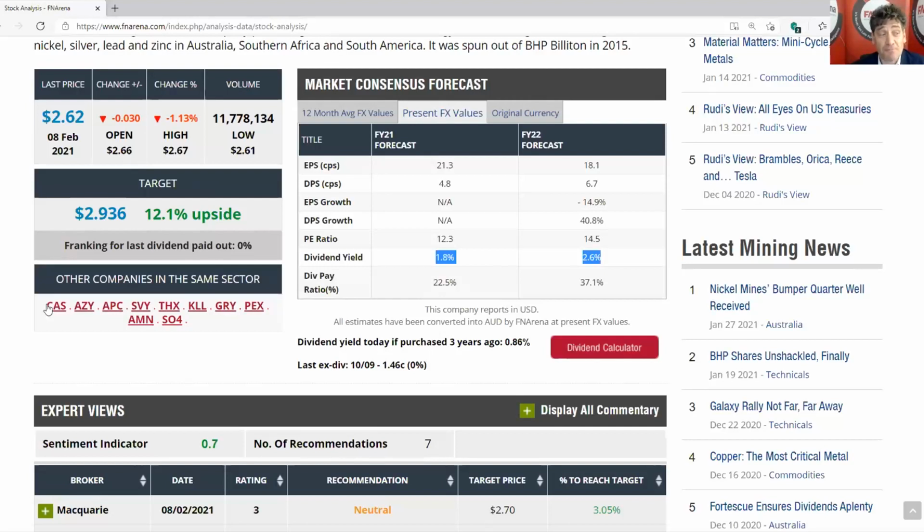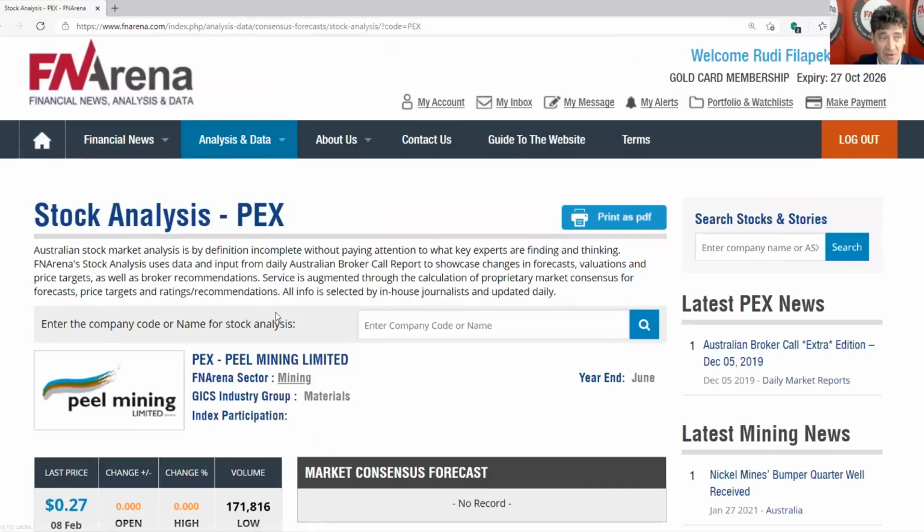Another addition, which we thought is interesting and probably currently underappreciated by many in the database, is that we have an algorithm that we developed ourselves, and we will mention peer companies for a certain company, in this case, South32, which is a bit of a difficult company to compare to others. But nevertheless, our algorithm has found a few here, and if you want to, you can click on that, and it will take you to the stock analysis page of that particular company.